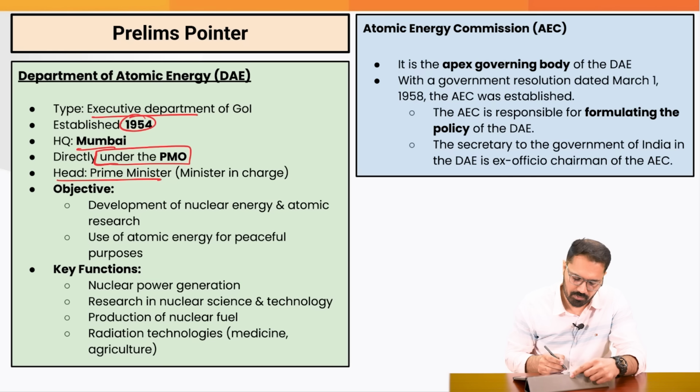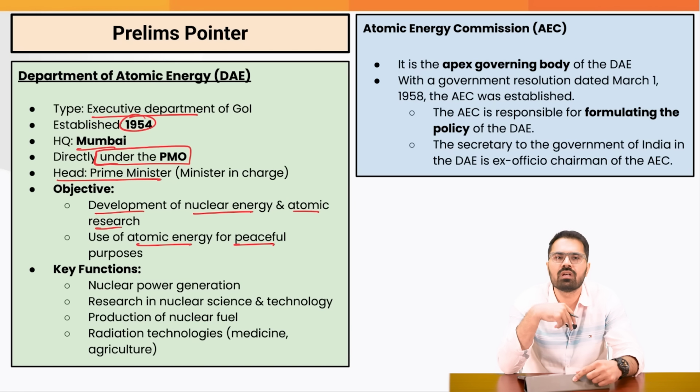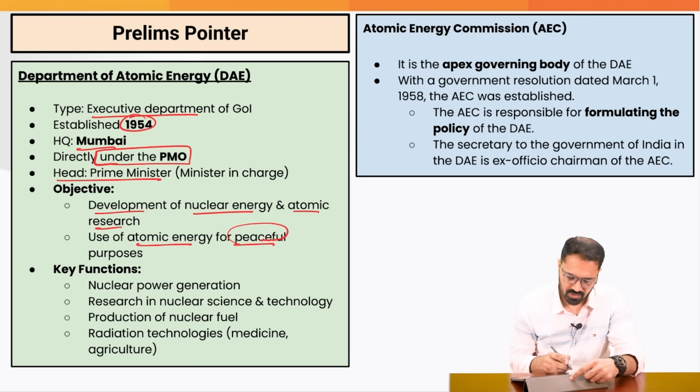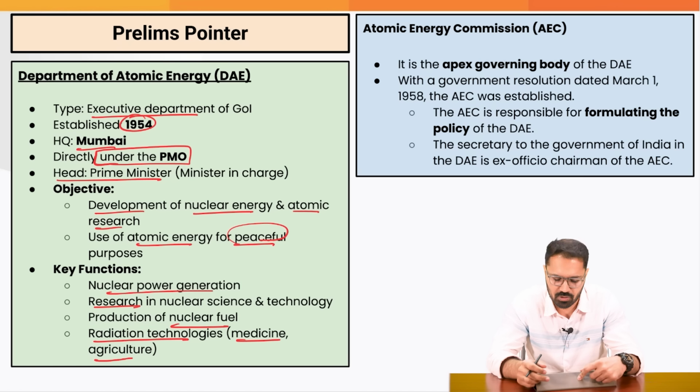What are the objectives of the Department of Atomic Energy? Development of nuclear energy and atomic research in India, and use of atomic energy for peaceful purposes. Now India has a policy where we will not use nuclear power for the first instance. Basically we can use it for retaliation but not in the first case. So we'll use it for peaceful purposes. What are the key functions of the Department of Atomic Energy? Nuclear power generation, research in the field of nuclear science and technology, production of nuclear fuel, and radiation technologies in the form of medicines, agriculture, and regulating technologies in this aspect also.